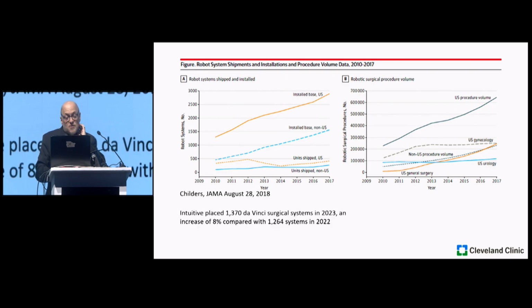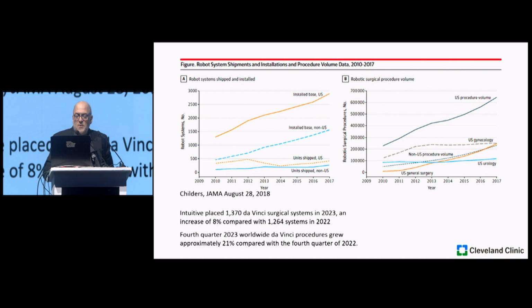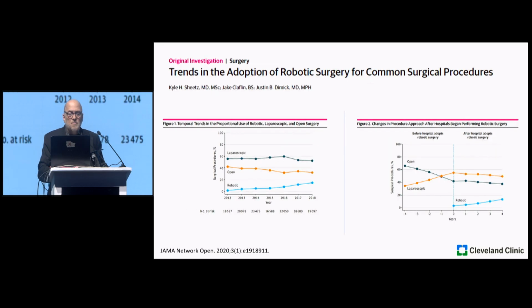Intuitive in 2023 placed 1,370 surgical systems, an increase of 8% from the year before. So this keeps going up. The fourth quarter 2023 worldwide Da Vinci procedures grew 21% over the prior year. It's pretty significant when you think about it.